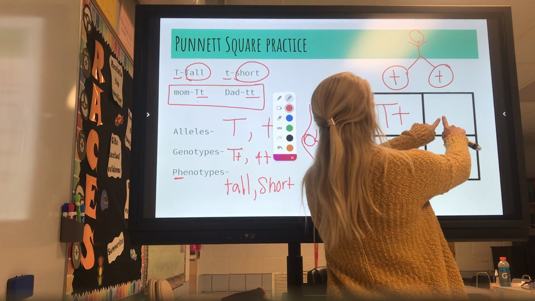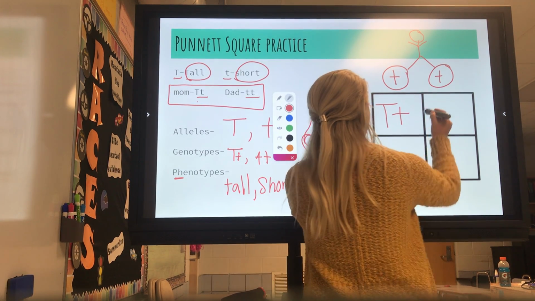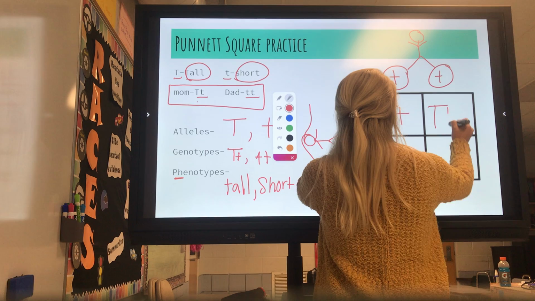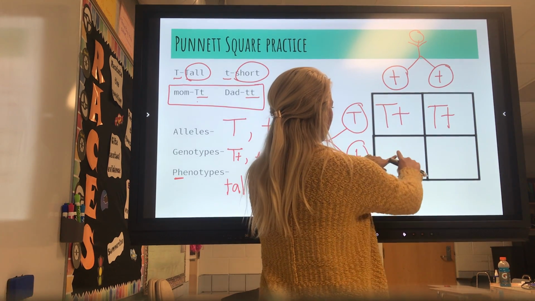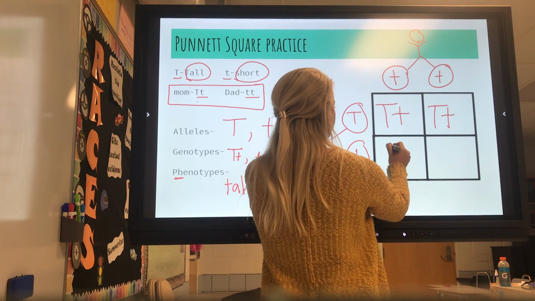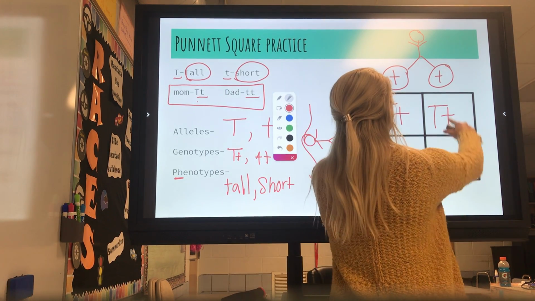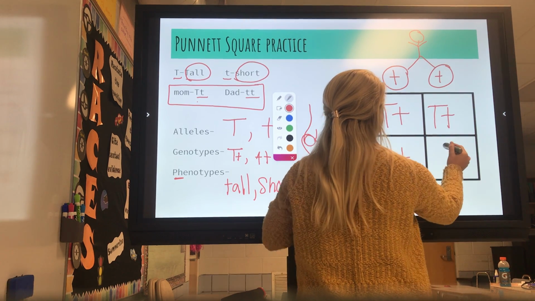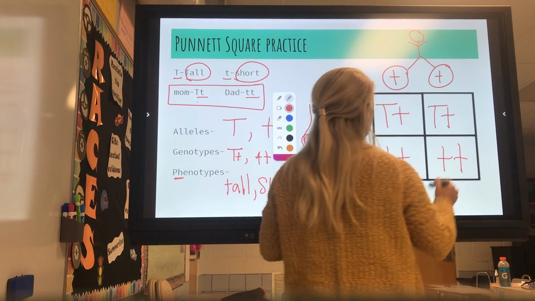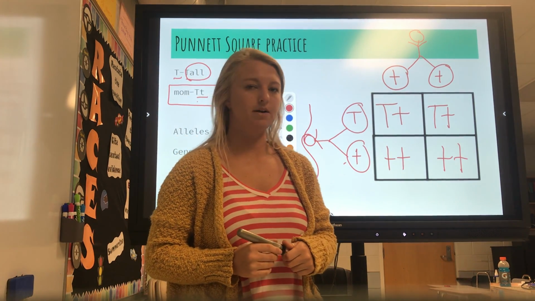This next box, you're going to go all the way up, all the way over. Same thing, a dominant T, a recessive t. We're going to go all the way up, all the way over. Recessive, recessive. All the way up, all the way over. Recessive, recessive. So that is how you fill out a Punnett square.